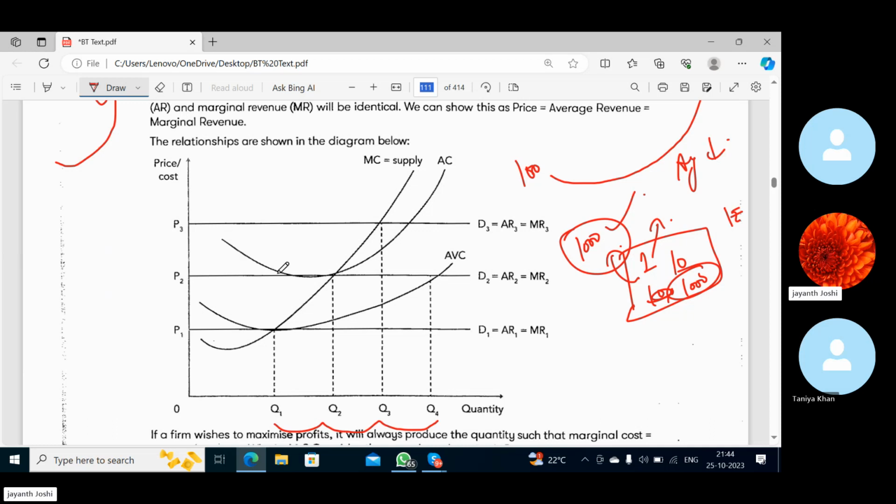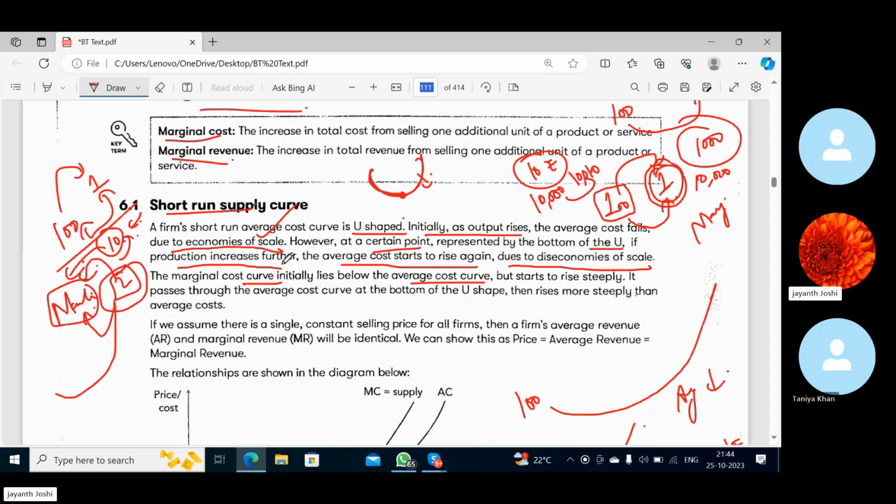Your average cost will reduce first till this level. This is the price or cost, the least cost. Beyond this, if you produce, you are incurring high cost, right? I have explained this right now. The marginal cost curve initially lies below the average cost curve, but starts to rise steeply. It passes through the average cost curve at the bottom of the U shape, then rises more steeply than average cost.